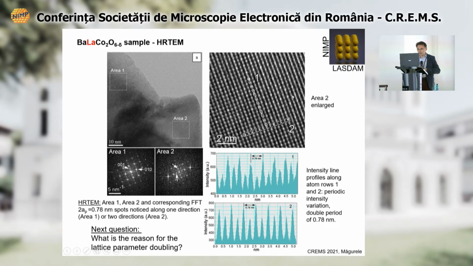Here we have the enlarged area 2, where by simply visually inspecting the image we cannot really see the lattice parameter doubling along one or the other direction. But if we take an intensity line profile along the two directions, 1 and 2, we get these intensity oscillations separated by 7.8 angstrom, which confirms the lattice parameter doubling along direction 1, but also along direction 2. Okay, so we can notice this lattice parameter doubling, but what does it mean in fact? What is the reason that we have this lattice parameter doubling?